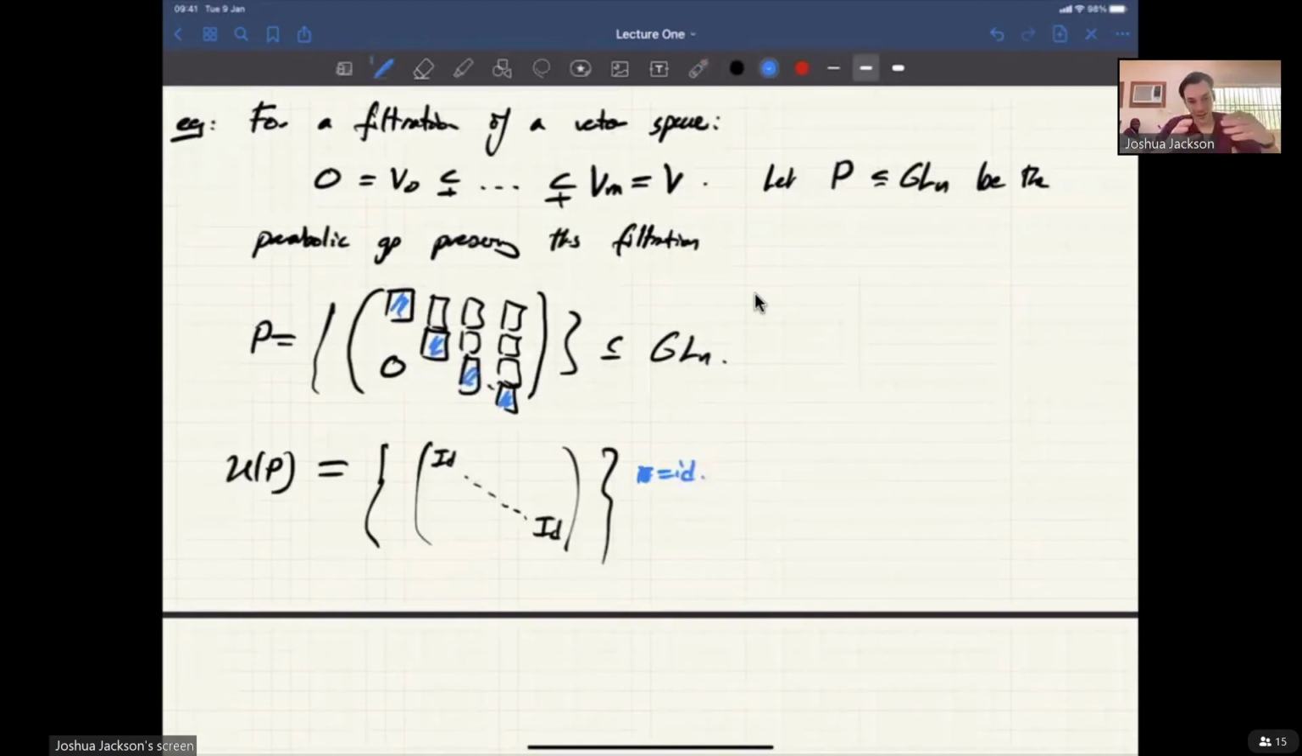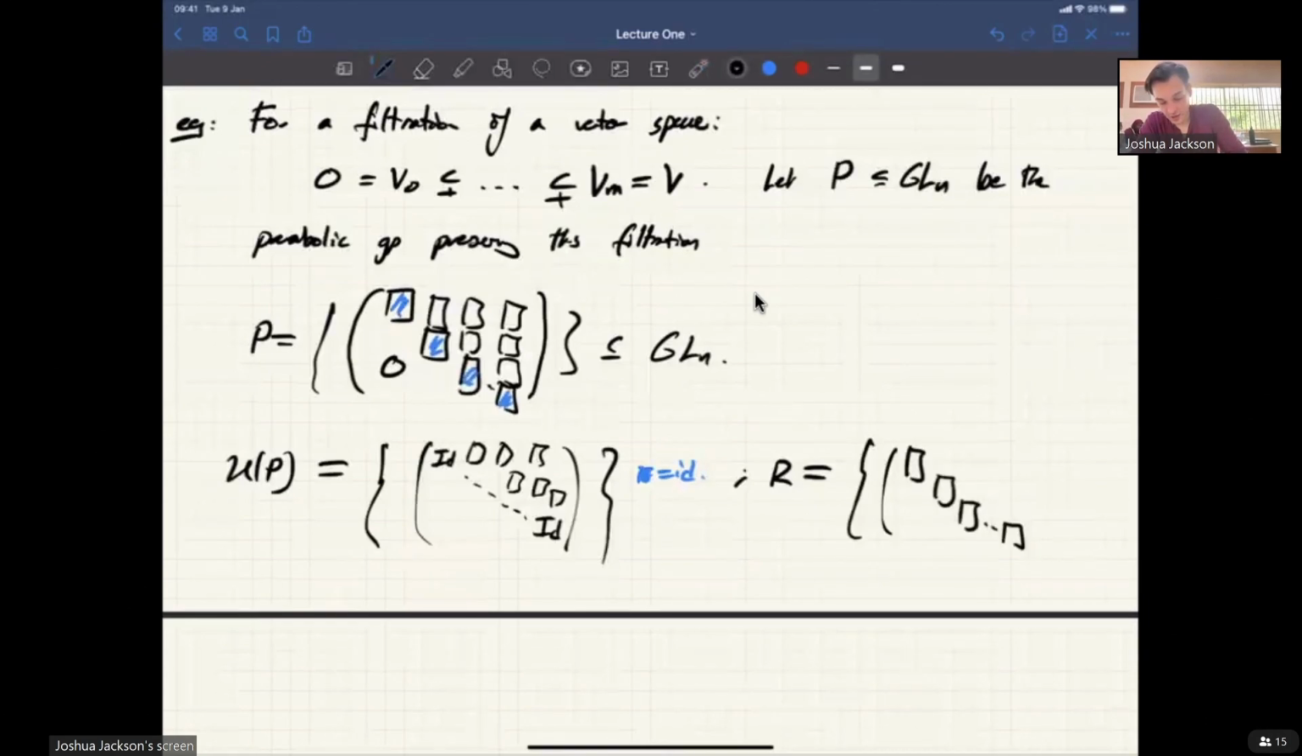And there'll be identity matrices of different sizes, depending on what the dimensions of the steps in the filtration are. And then of course you're allowed to have whatever you want up here, anything up here. Okay, so that's U. So let me write down what a Levi R would be. And this thing is where I take the things on the diagonal and then I put 0 everywhere else.